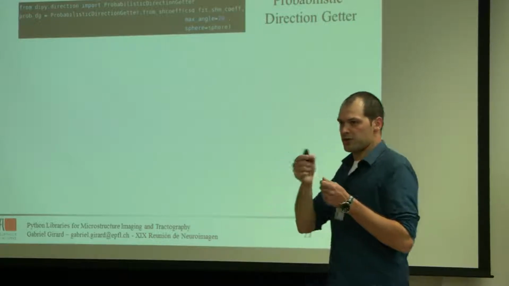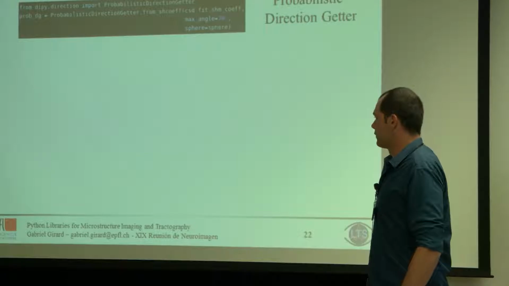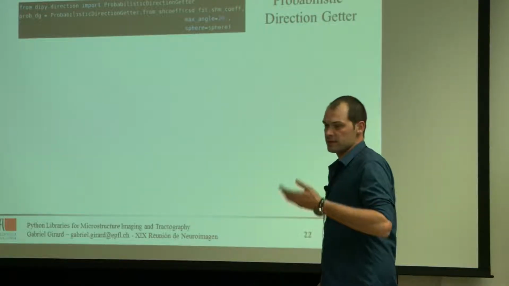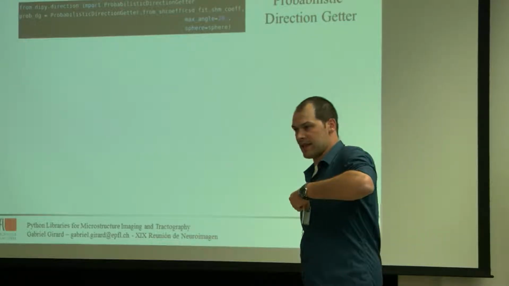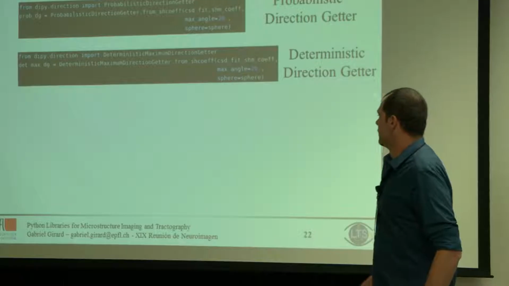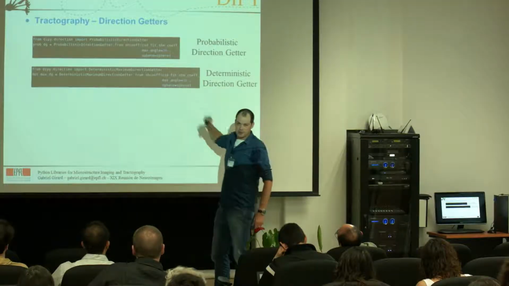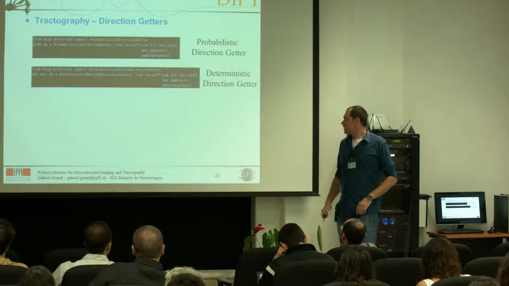This is the algorithm that I showed yesterday, where you sample the FOD based on the amplitude of the lobe. So the higher the value of the CSD, the more likely you draw this direction for tractography. You can also define a deterministic direction getter, which essentially will take the maximum of the distribution of the FOD. So we always take the peaks of the CSD.